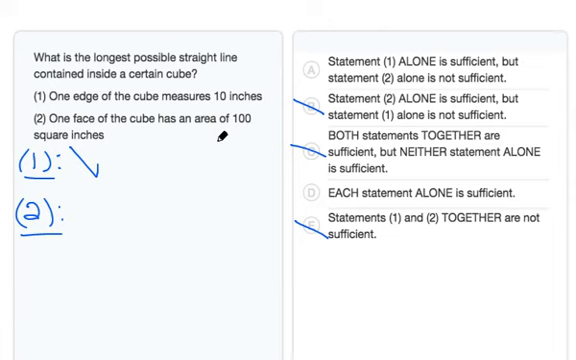If we can find the edge value, we could find all the dimensions, including its diagonal, which would be the longest possible length for the straight line inside of the cube. So this statement alone is sufficient. So we can actually eliminate answer choice A, and the correct answer would be answer choice D. Each statement alone is sufficient.